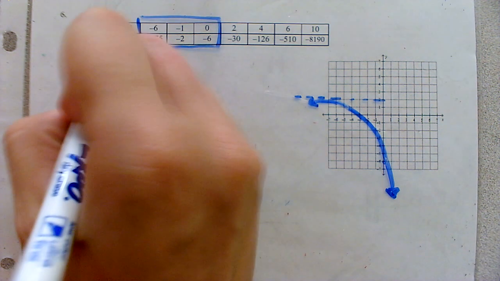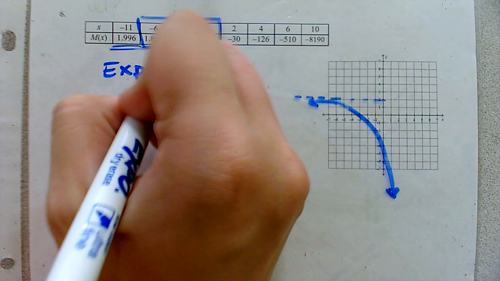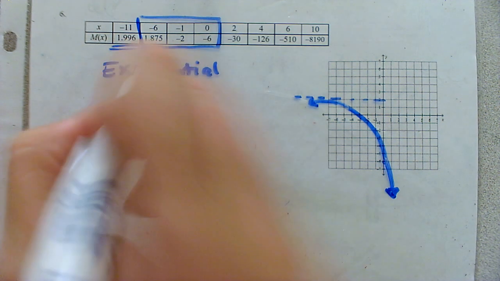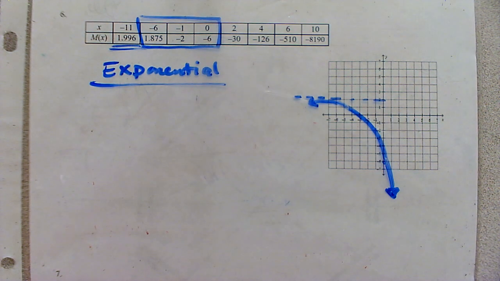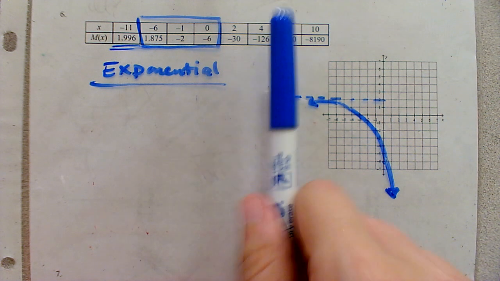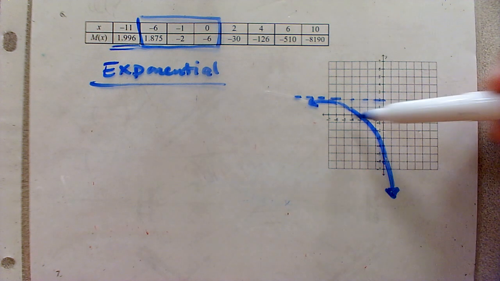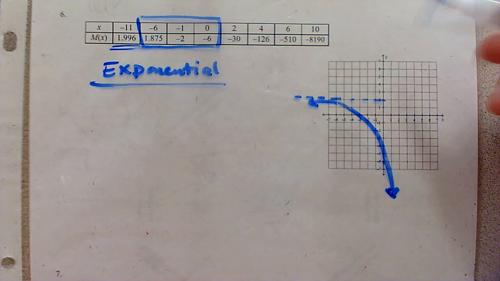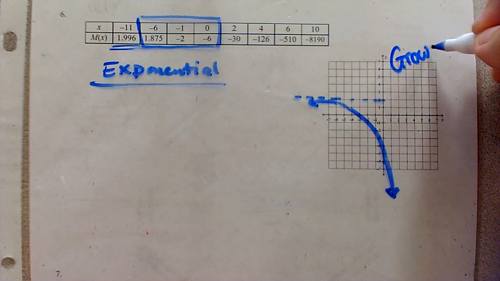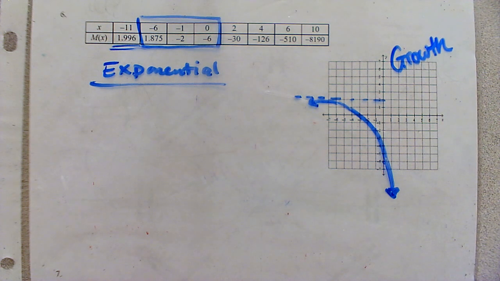So it looks like we have another exponential function. Notice how we have that horizontal asymptote, and we have that drastic change in the graph, whether it's going up or down. So we can classify this as we read it from left to right. Notice how the graph is going away from the asymptote. So this would be an example of an exponential growth.